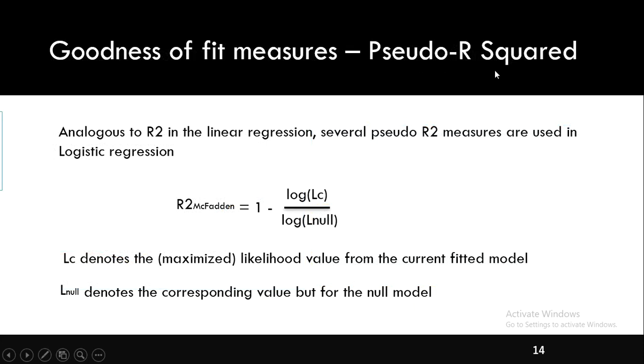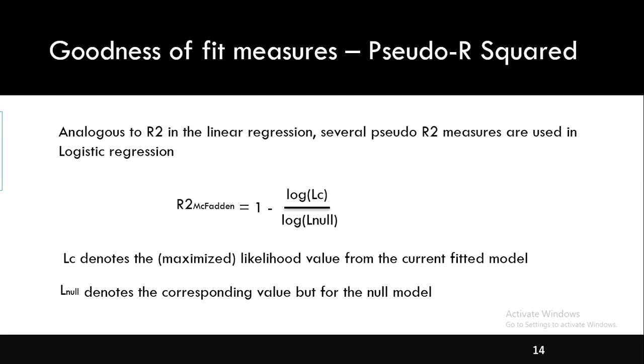So next, pseudo R squared. So what is pseudo R squared? It is analogous to R squared in linear regression. Several pseudo R squared measures are used in logistic regression. One of them is McFadden pseudo R squared. The formula for McFadden R squared is 1 minus log of LC over log of L null. LC denotes the maximized likelihood value from the current fitted model, and L null denotes the corresponding value but for the null model. A small ratio of log likelihoods indicates that the full model is a far better fit than the intercept model.